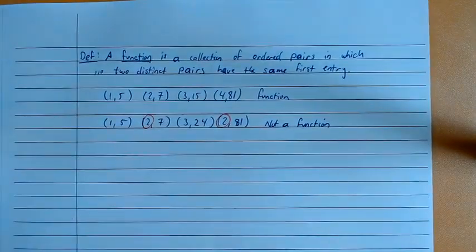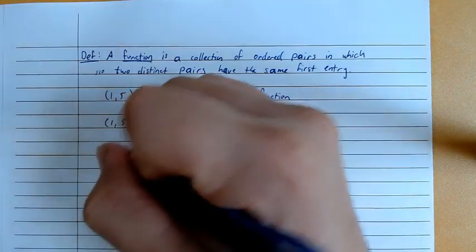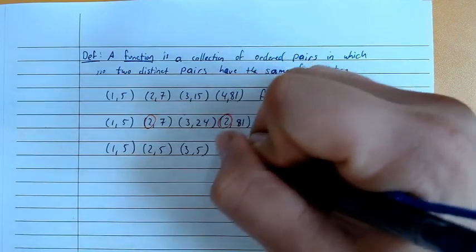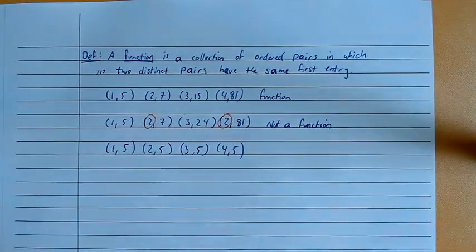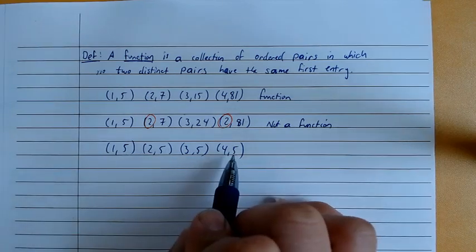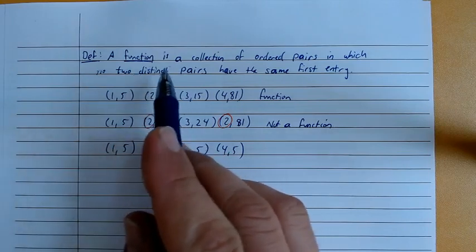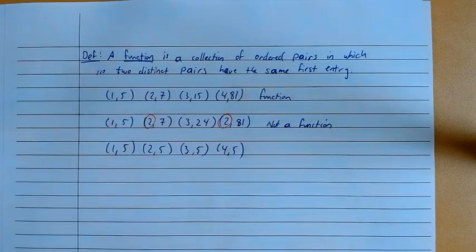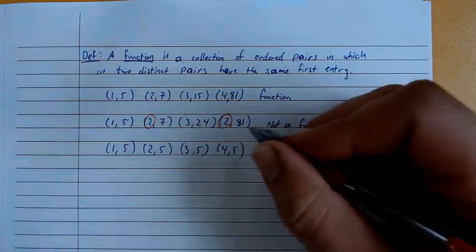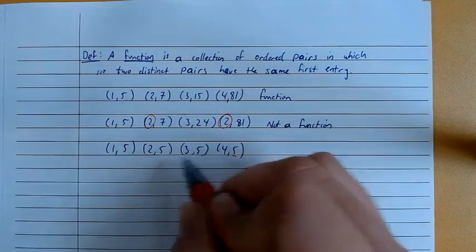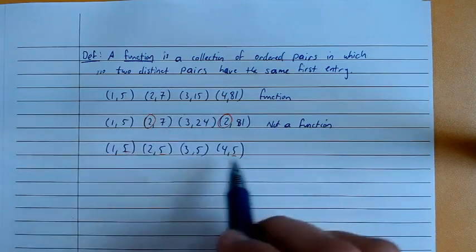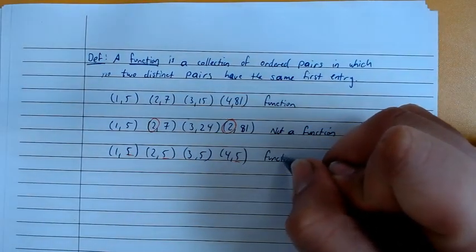Okay. Let's say something like this: 1, 5, 2, 5, 3, 5, 4, 5. That would be considered a function because even though the second entries are all the same, that's okay. The definition of a function only requires the first entries to be different. So here, the first entries are all different: 1, 2, 3, 4. The second entries might all still be the same, but that doesn't matter. That's not required of a function. They can be different, but they don't have to be. So this is still considered a function.